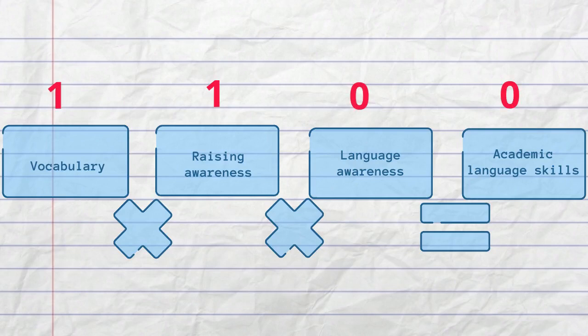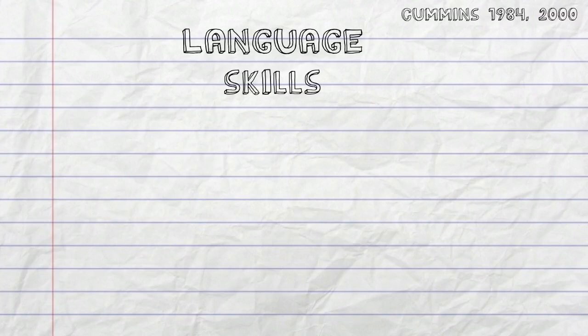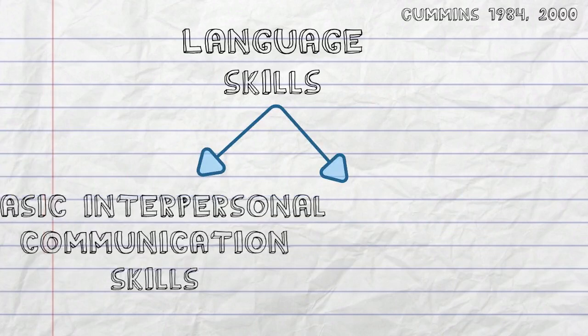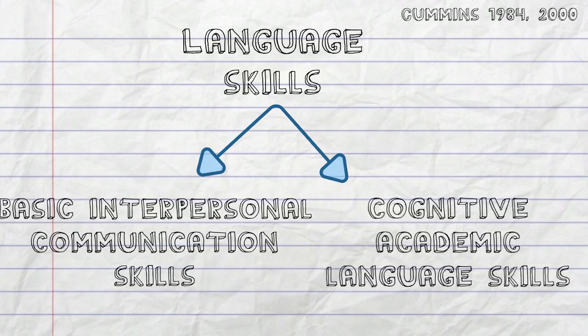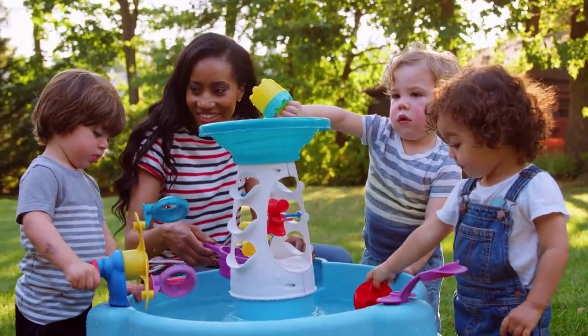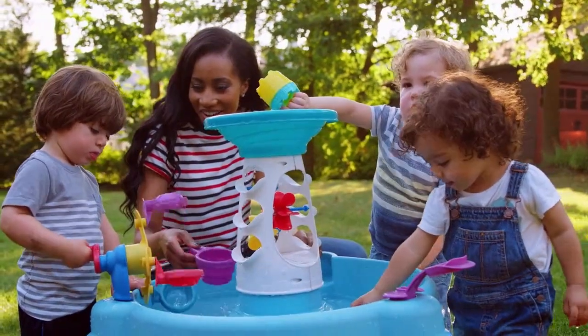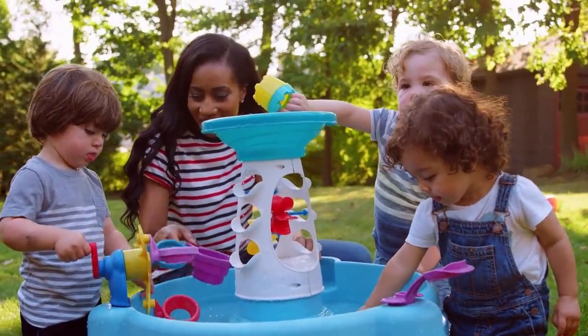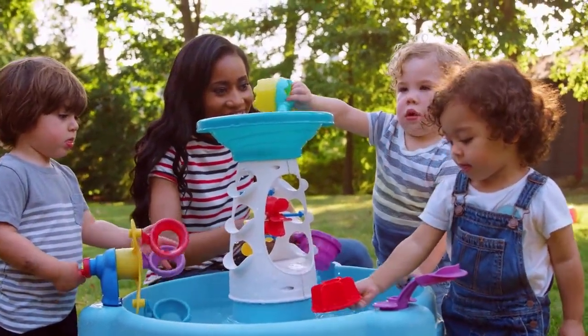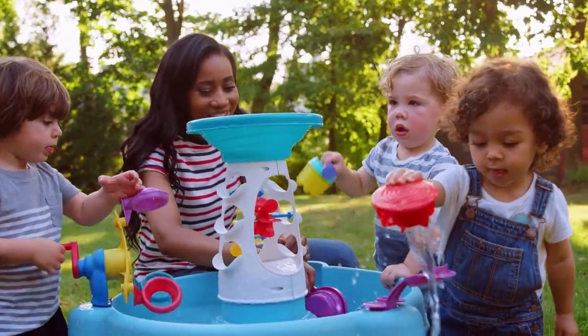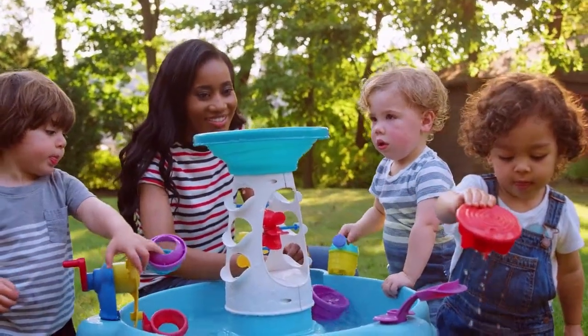According to Cummins, there are two levels of language skills in second language acquisition: basic interpersonal communication skills and cognitive academic language skills. Basic interpersonal communication skills develop fairly easily in children. These skills allow children to converse with friends, to satisfy their basic needs such as asking for something to drink, going to the bathroom, even asking for glue.